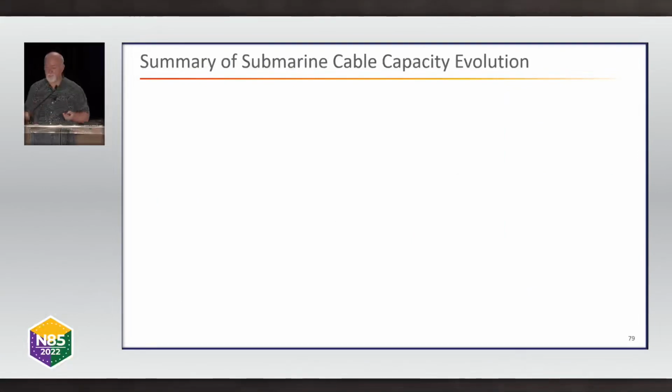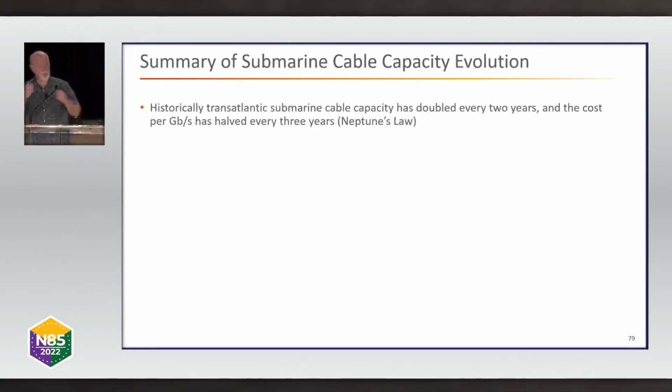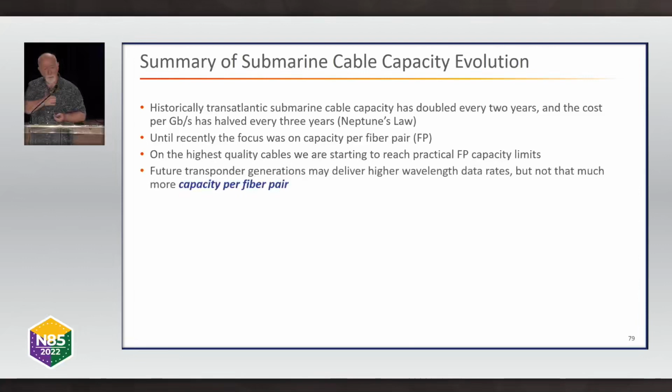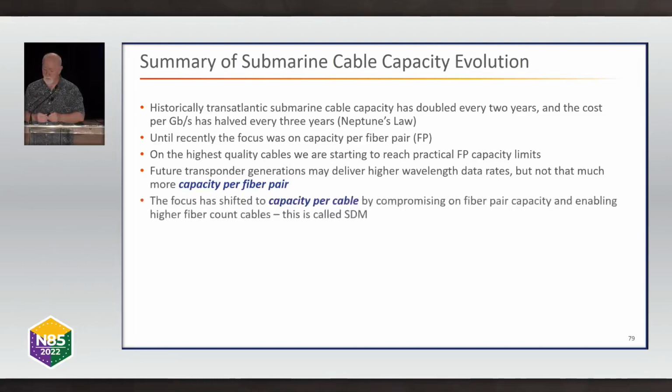So a summary of submarine cable capacity evolution. Historically, we have transatlantic cable capacity that's doubled every 2 years. The cost has halved every 3 years. And until recently, the focus of development was on fiber pair capacity. It's now changed that on the highest quality cables, we're reaching the limit of what we can achieve per fiber pair. And so the focus changes to total cable capacity, and that's where SDM comes along.